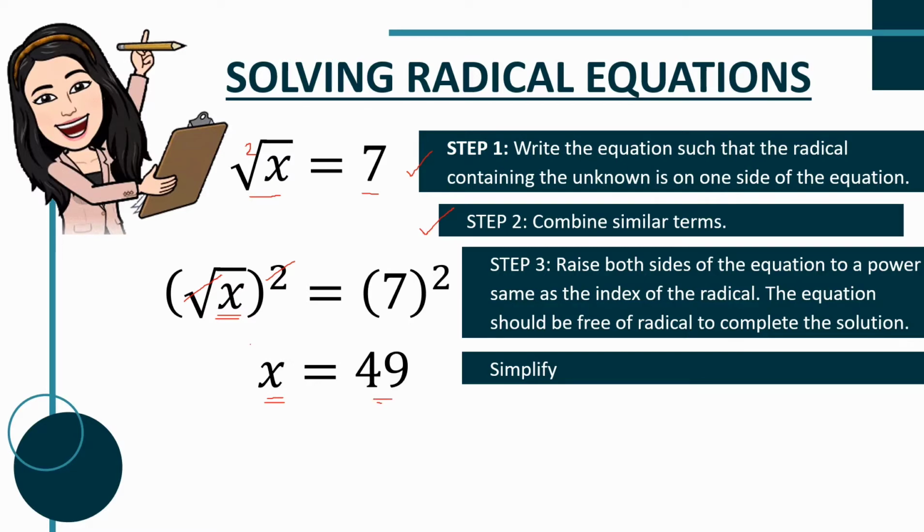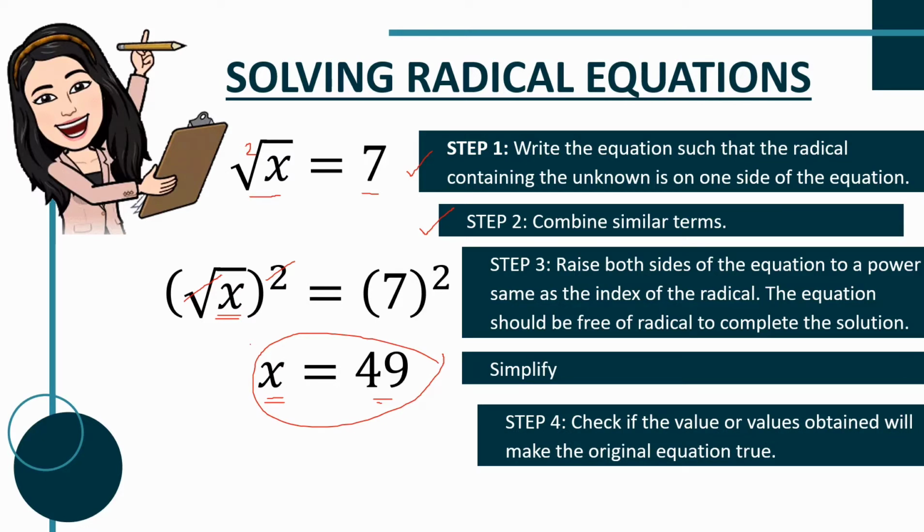We have x is equal to 49. So, nakuha na natin ang value ni x. So, that is simply how we solve radical equations. And for the last step, we have to check if the value or the values obtained will make the original equation true. So, kailangan i-check natin, tama ba that x is equal to 49?